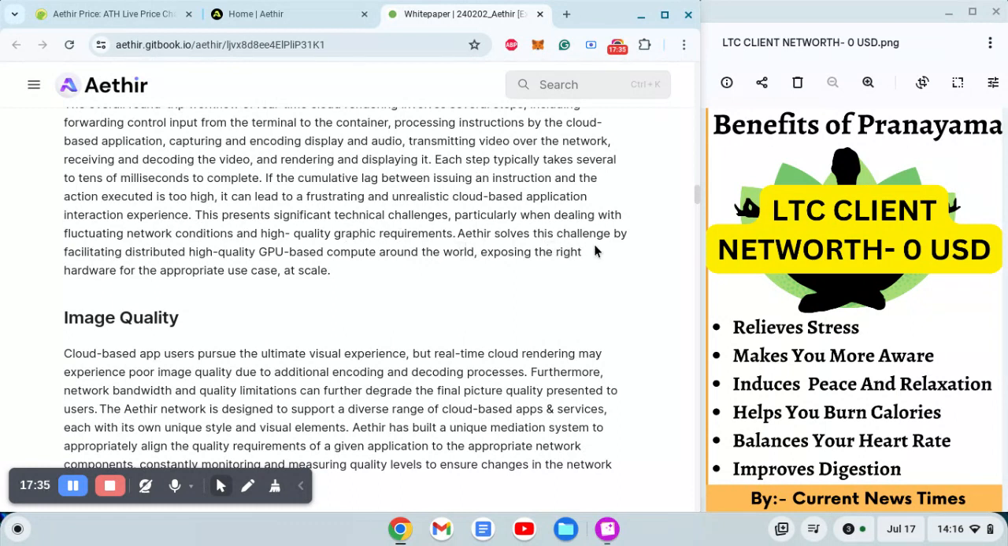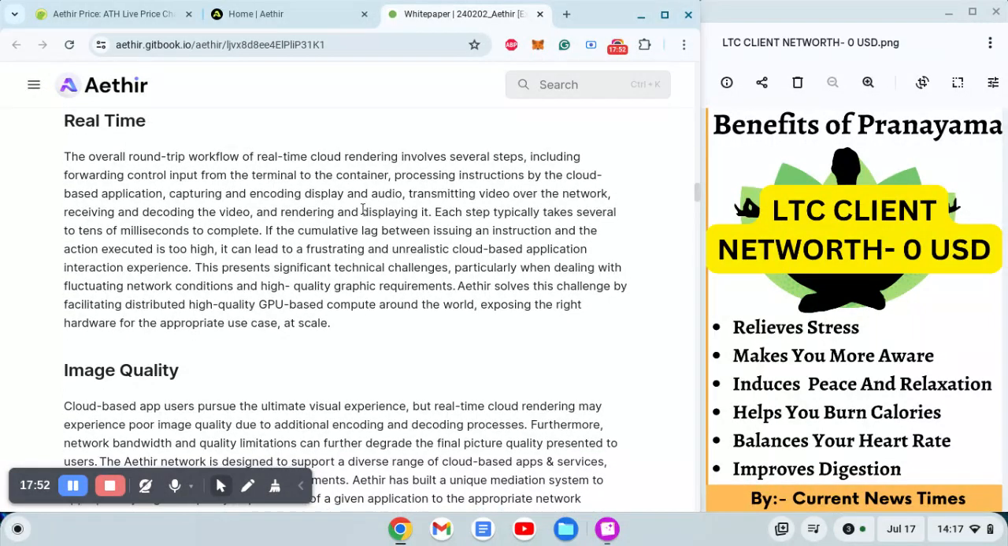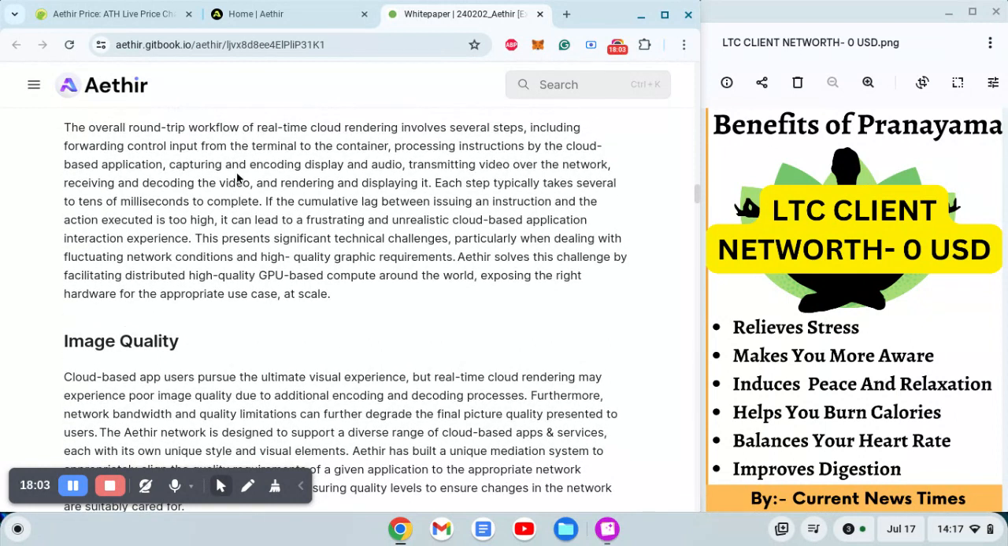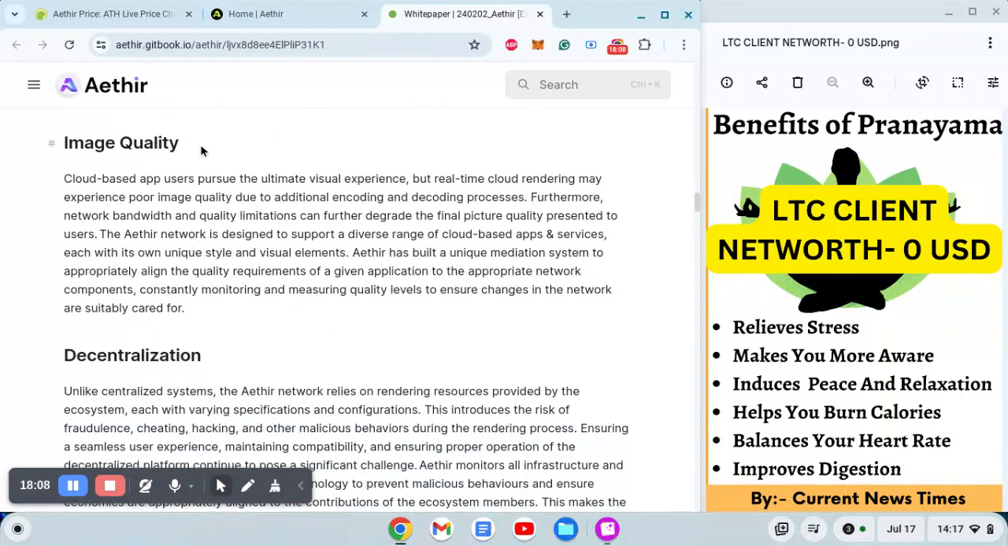Aethir solves this challenge by facilitating distributed high quality GPU based compute around the world, exposing the right hardware for the appropriate use case at scale. So, what they basically mean is that there are several steps from start to end when trying to utilize the cloud based application. So, Aethir tries to solve that by democratizing the GPU power with scale and speed, and that's what they have mentioned here. Now let's go to the image quality.